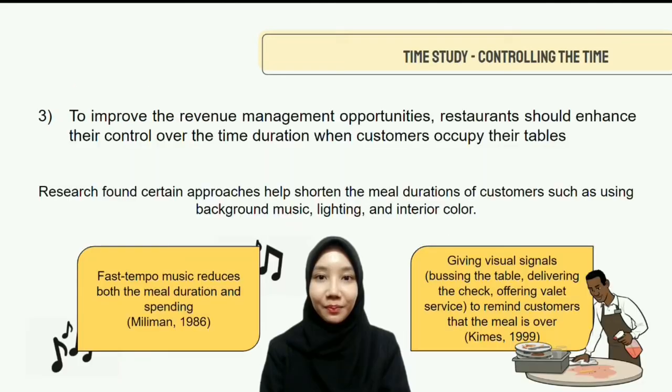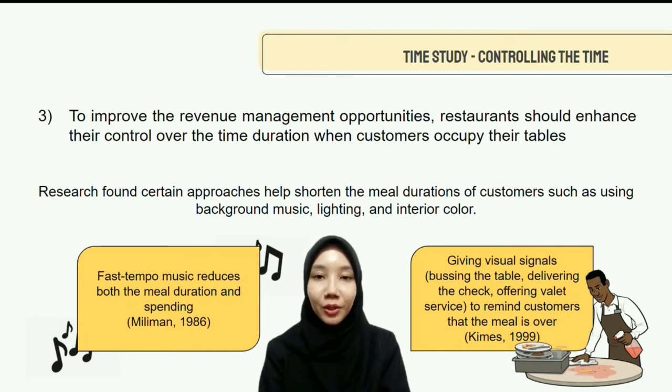The third point is to improve the revenue management opportunities. Restaurants should enhance their control over the time duration when customers occupy their tables. Research found certain approaches help shorten the meal durations of customers, such as using background music, lighting, and interior color. Fast tempo music reduces both the meal duration and spending. And also, giving visual signals such as buzzing the table, delivering the check, and offering valet service is to remind customers that the meal is over.